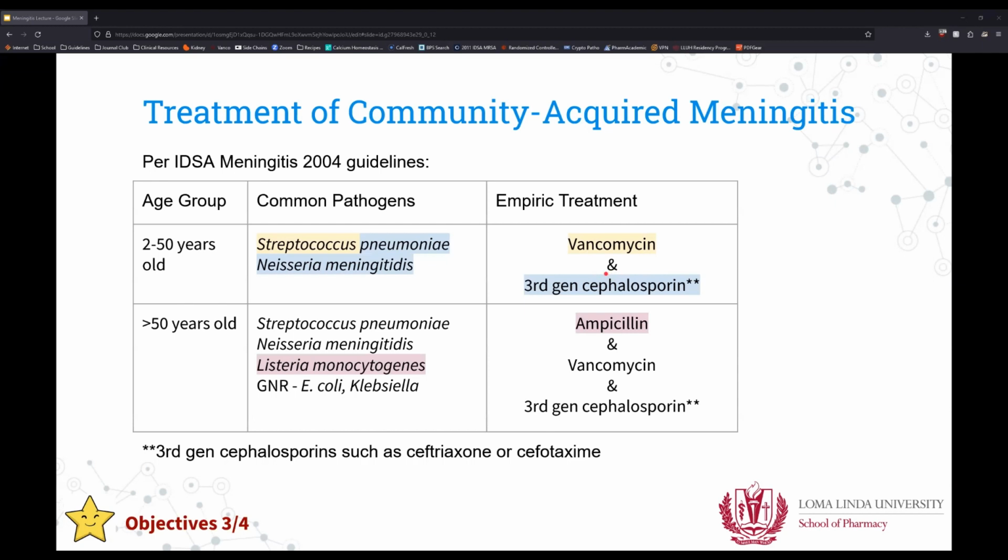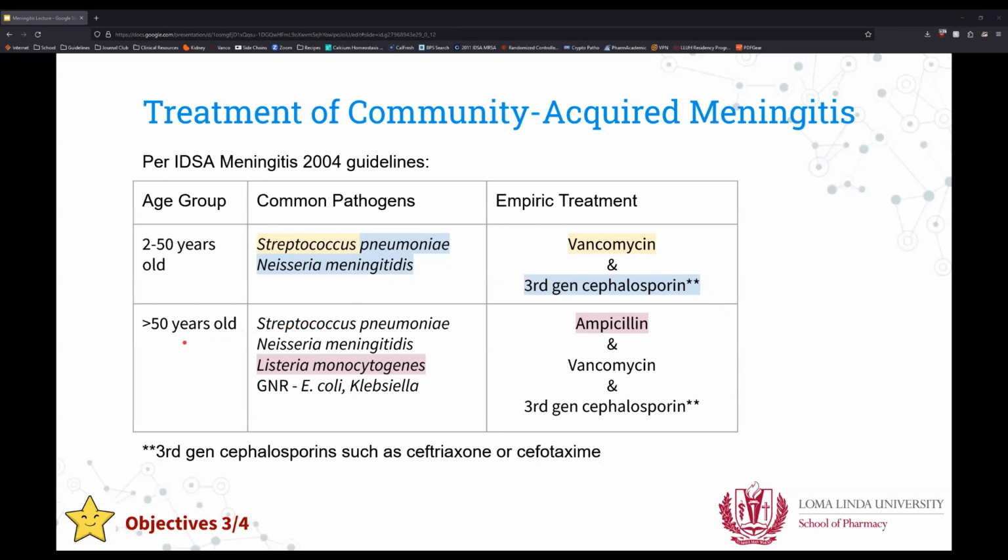However, it is important to note that the vancomycin here is used with intention, as previously mentioned, and not to intend to treat methicillin-resistant Staphylococcus aureus, or MRSA. That is not the intention of the vancomycin here. And then moving forward, we have Neisseria meningitidis, where this is specifically being treated by that third-gen cephalosporin, as we list here, whether it's ceftriaxone or cefotaxime.